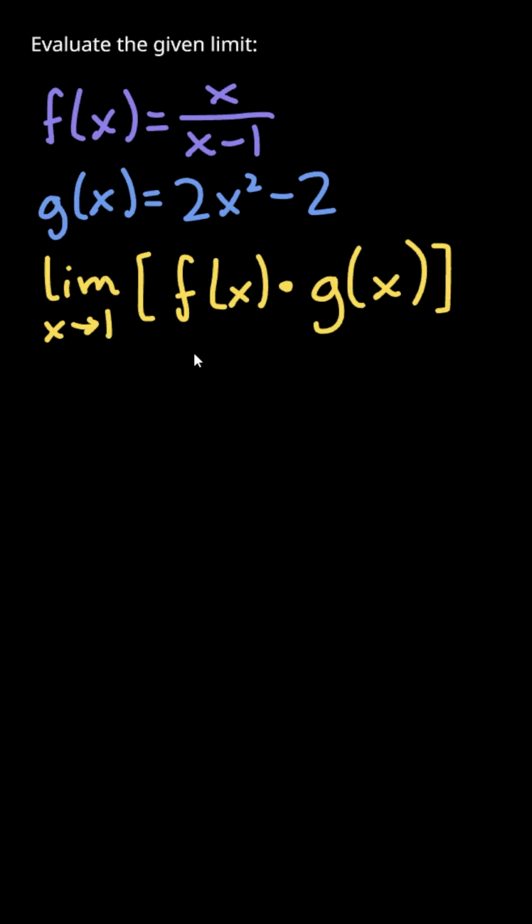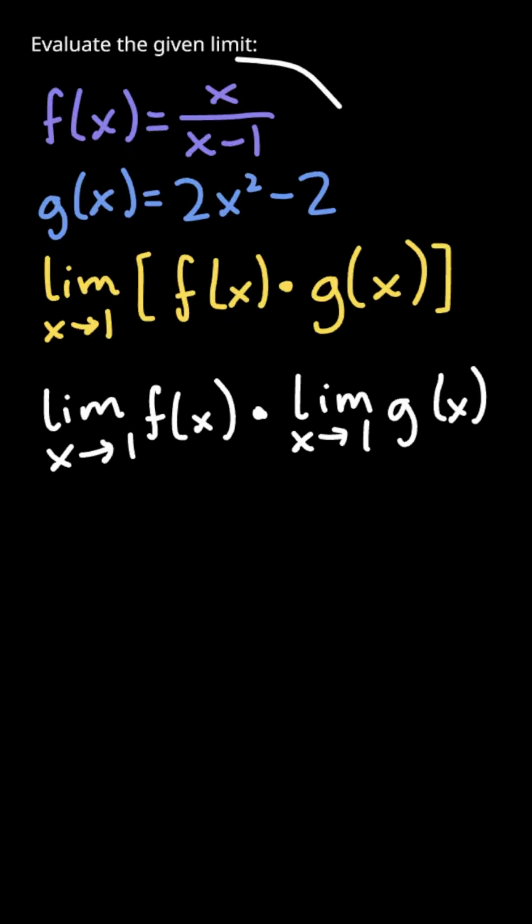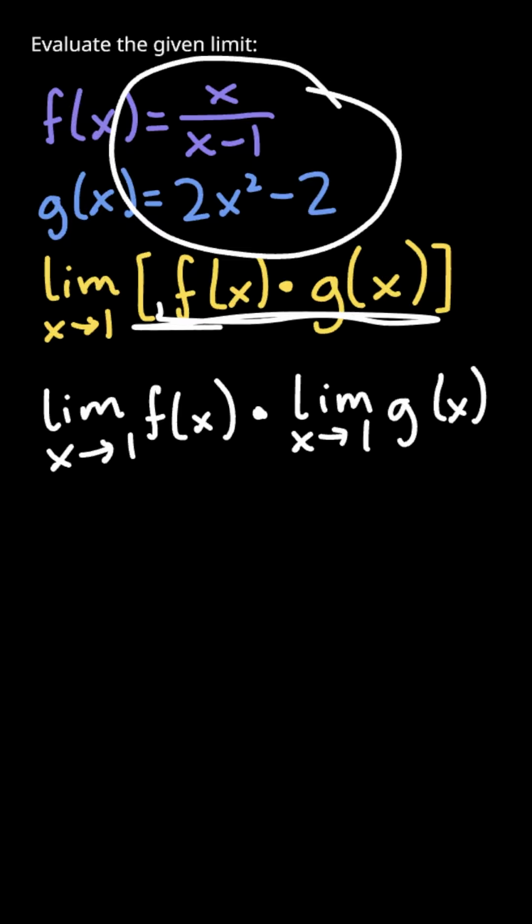I think you could do this limit better than a rock. So all we have to do here is evaluate this limit as x approaches 1. Now this limit requires the function multiplication law of limits. Now this law is handy for many applications, but if you're able to multiply functions like we have here together inside of our limit, it might even just be easier to do that.